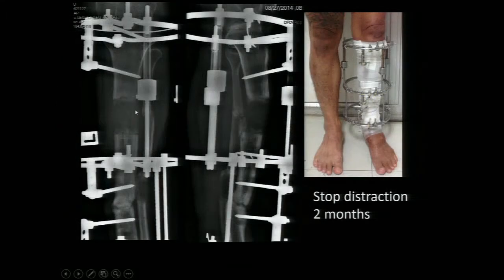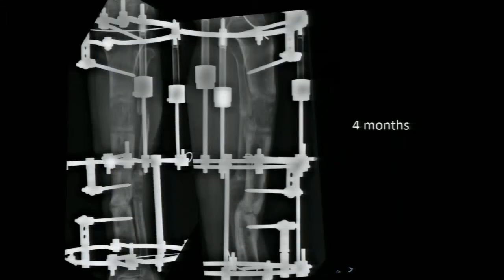And you see, this is after distraction 2 months. And as I said, this is very, very reliable. You will have it if you follow the rules. If you just know how to construct the frame, how to put the pin, you will have it always. And then at 2 months we stop. As you know, we have to wait about 2 or 3 times of the distraction time for the consolidation of distraction osteogenesis. So this is 4 months, not enough, but the quality of the bone is quite good.